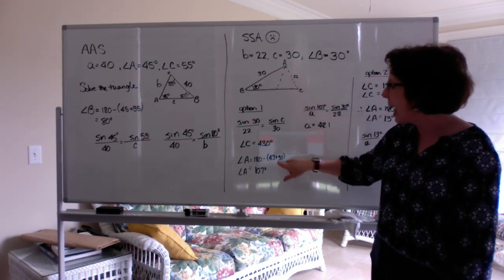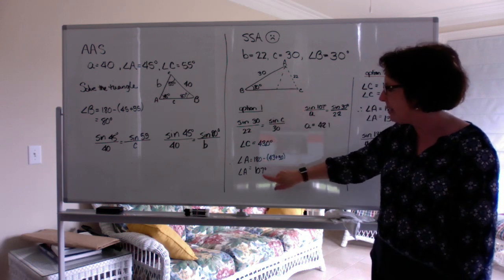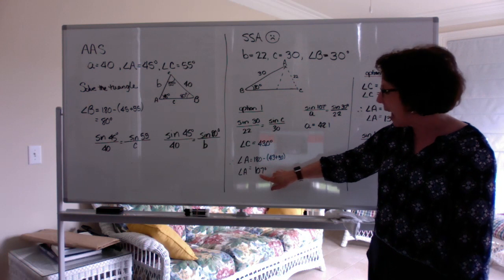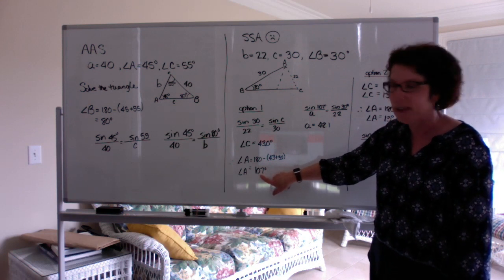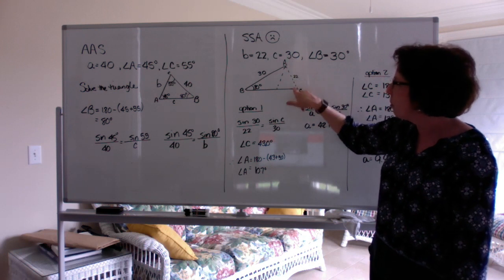If this is our triangle, and this is 43 degrees, and this is 30 degrees, I can find angle A by adding B and C together and subtracting it from 180. So here A is actually going to be 107 degrees. So this angle here, with this option, with C being acute, is 107 degrees.